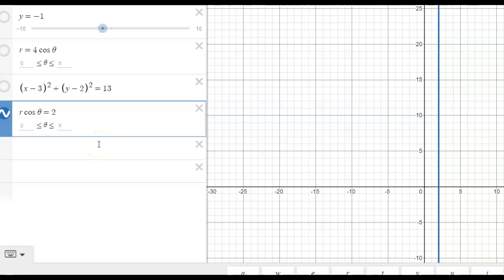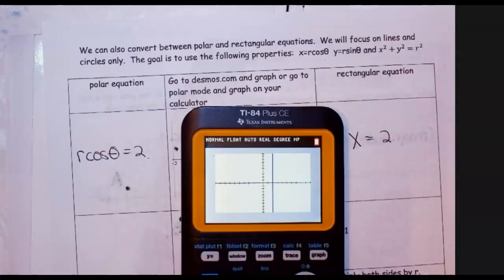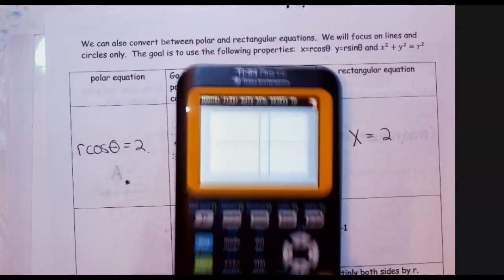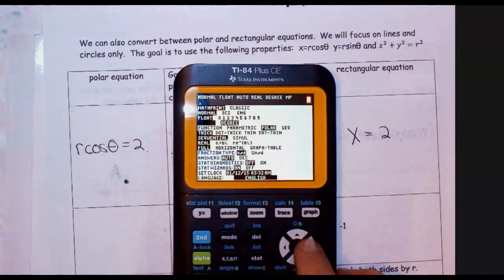Okay, a couple ways I want to show you I could check it. I went ahead to Desmos, I graphed r cosine theta equals 2. I can see I get that vertical line of x equal to 2. Now, if I wanted to check it on my calculator, we could also do that as well. I went into mode, I changed it to polar form, so next to the parametric.